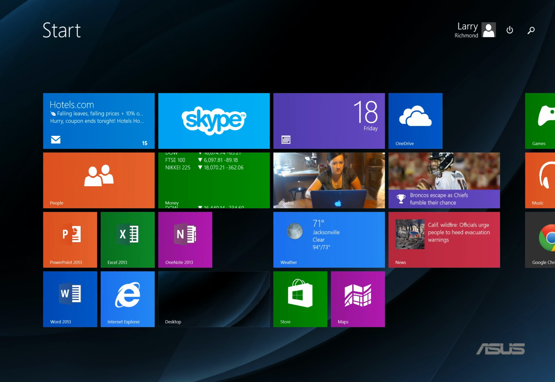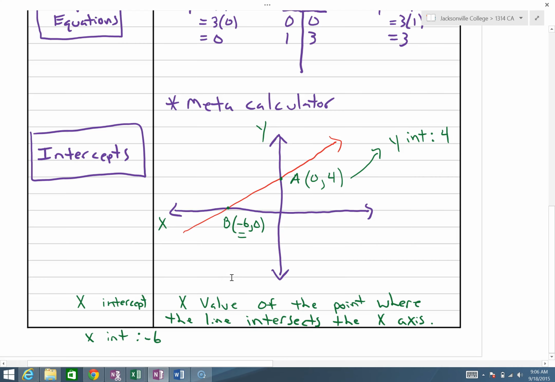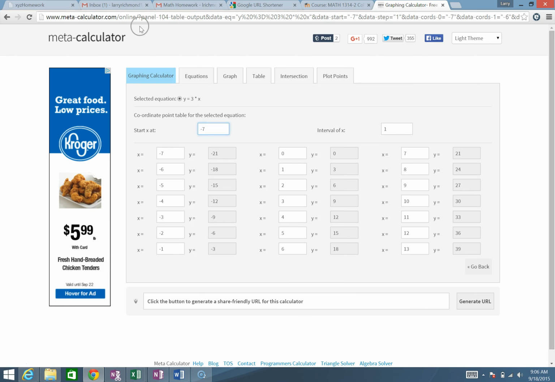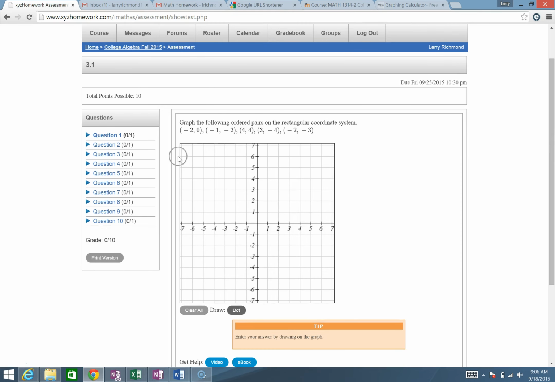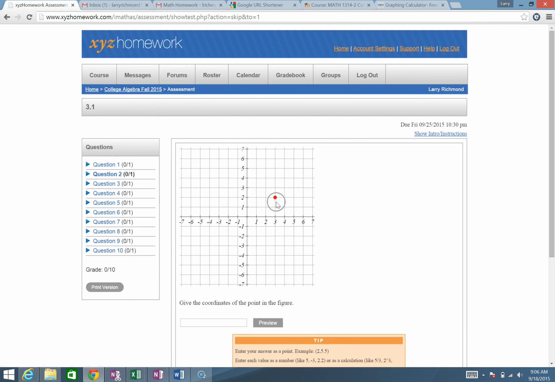All right, I'm now going to look at a couple of problems from our 3.1 assignment. Okay, number one just has us graphing points. I'm going to leave that to you. Number two, plotting.